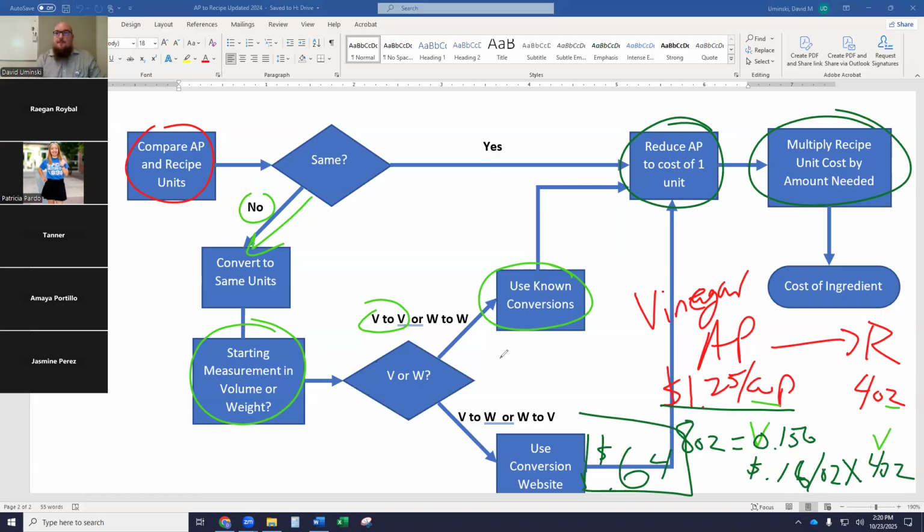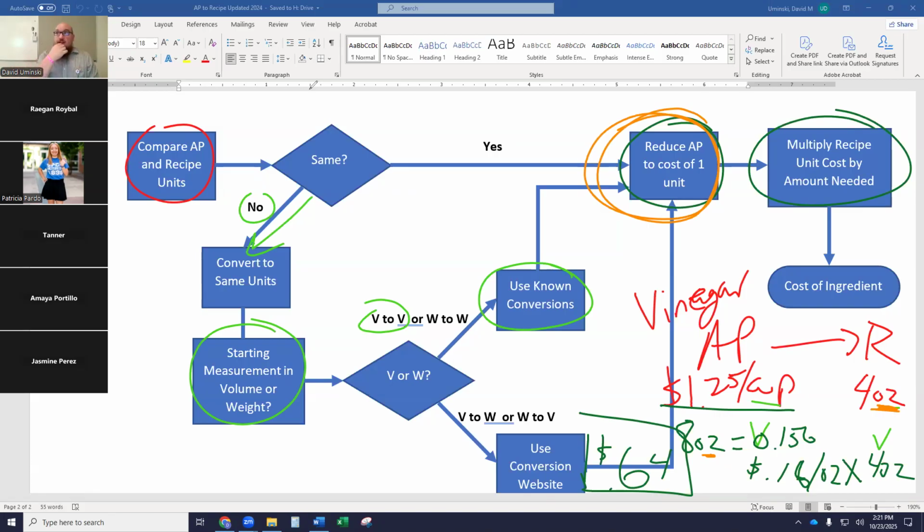Maya, you had your hand up. I was just confused on why you divided $1.25 by 8 ounces, but then you continued the math and multiplied it by the amount needed. Yes, so this step right here is to reduce the as purchased cost to 1 unit, the same recipe unit of ounces. Since there's 8 ounces in a cup, that's why we divided by 8 to get the cost per ounce. Okay, thank you. You're welcome. All right, so is this flow chart helpful?